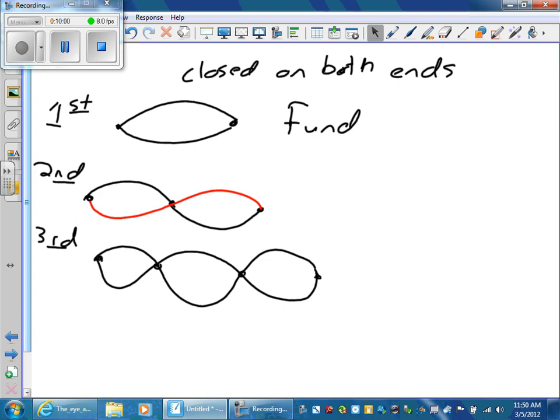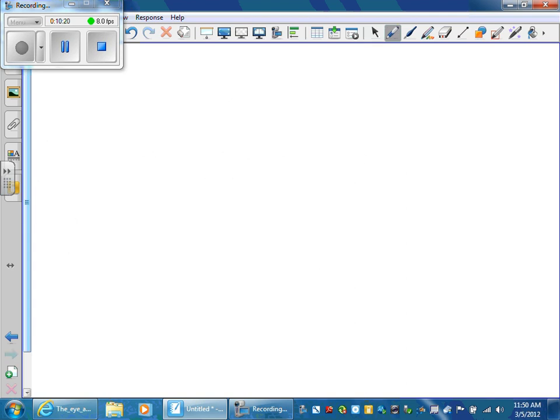Closed on both ends, this is what your harmonic is going to look like. A guitar string would be a great example of this, where you are physically holding on to both ends, not allowing either end to move. Now, pipes can work differently. Pipes can be open on one or both ends. By the way, you need these pictures. If you haven't been drawing them, please do.